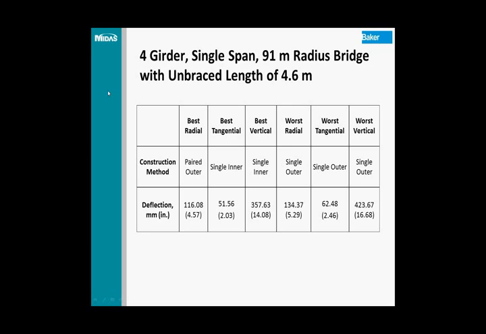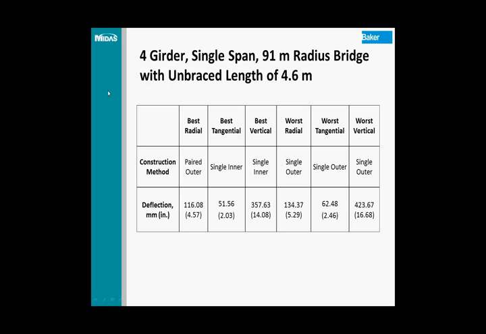So all we did was look at the deflections. For the best, like I said, we picked the smallest radial, tangential, and vertical deflections, and then the corresponding construction method. And then the last three columns, we looked at the worst deflections.